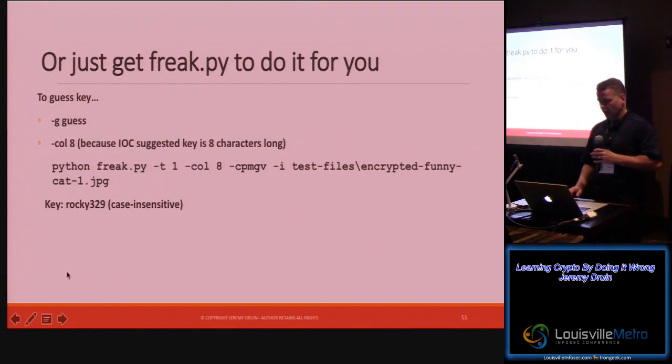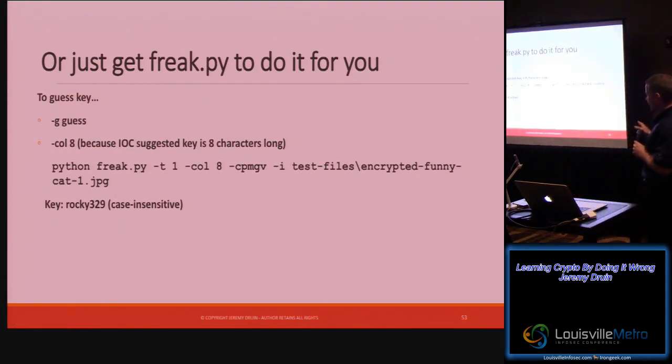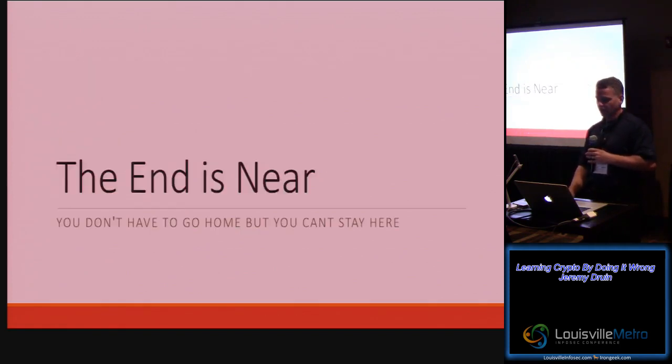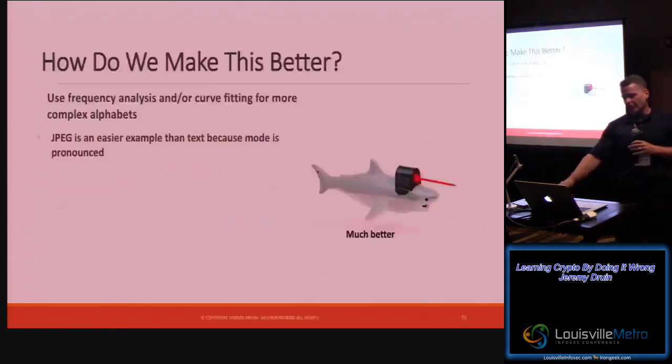All right, and then we saw this on the picture. Basically this is the command to guess the columns, the key being the COL command, where you give it 8, obviously because we knew it was an 8-character password from our earlier analysis, and the G is guess.